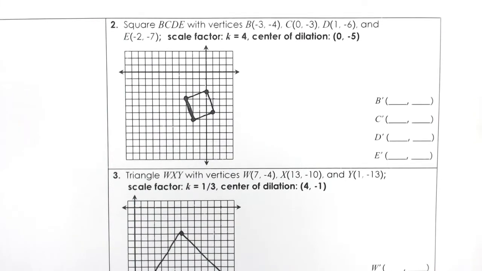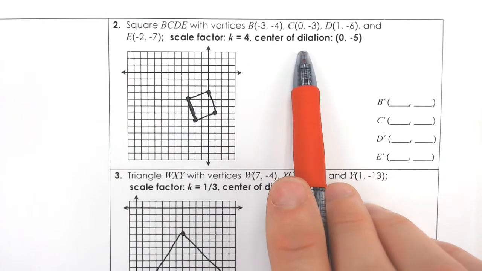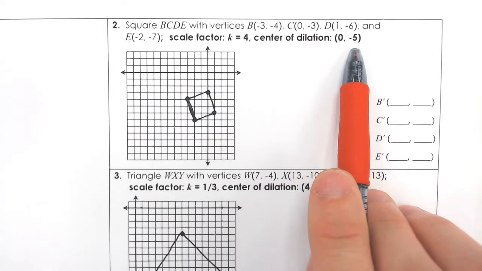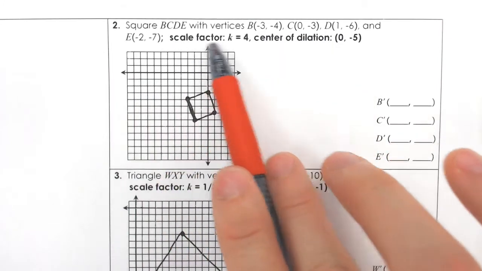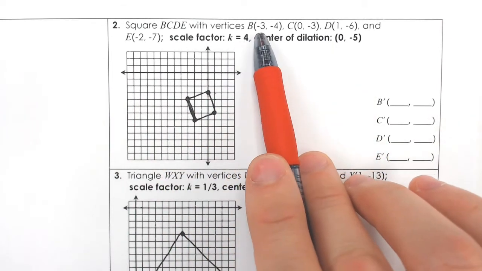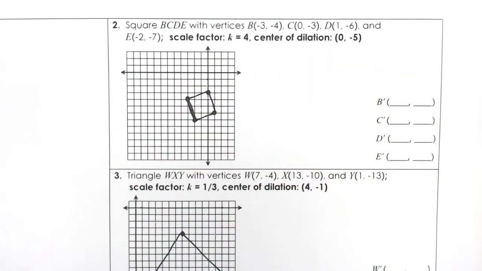Today we are going to be dilating figures, but not around the origin. So buckle up, it's going to be a rough one. Let's get into it. If the center of dilation is around the origin, things are easy, because then you would just take these coordinates and multiply by 4. And we'd end up with negative 12, negative 16, and so on and so forth. You would just multiply everything by 4.